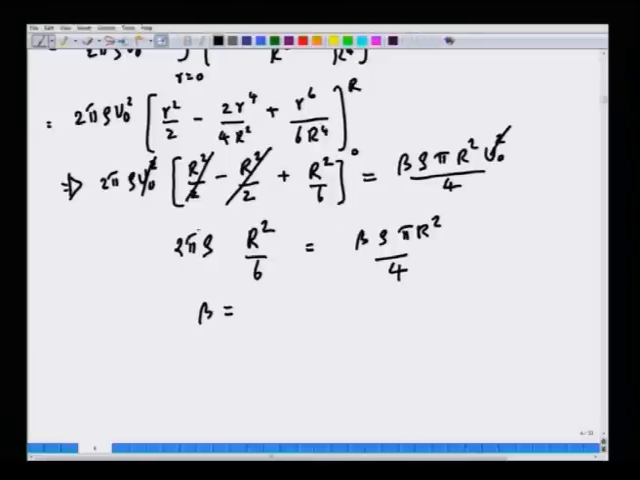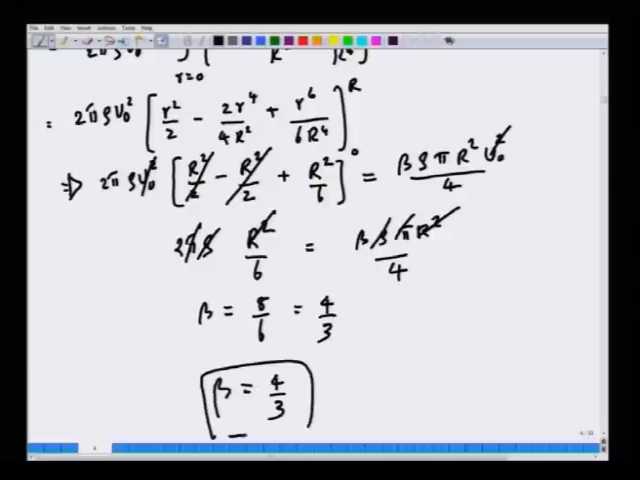simply, everything will cancel, pi will cancel with pi, r squared, rho, rho. So, beta will become simply 8 by 6 or 4 by 3. So, beta is simply 4 by 3 for laminar flow in a pipe. Okay.